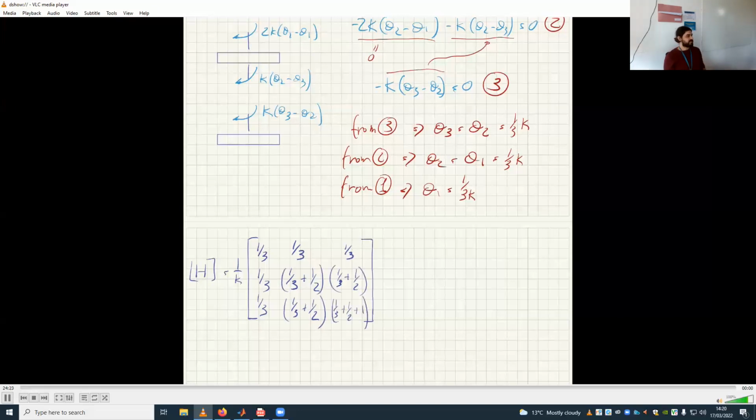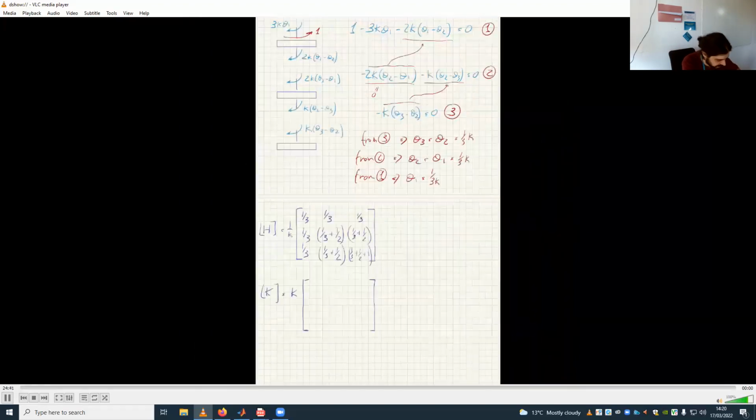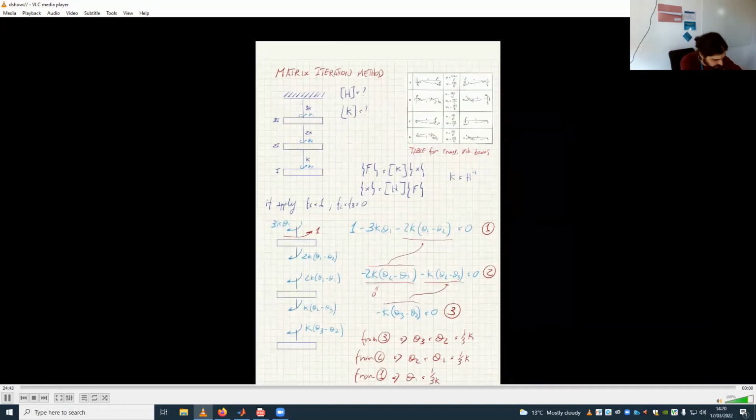This is the flexibility matrix of the system. Also, the stiffness matrix of the system, again, this should be K times. This we can take very easily by just looking at what we did so far.